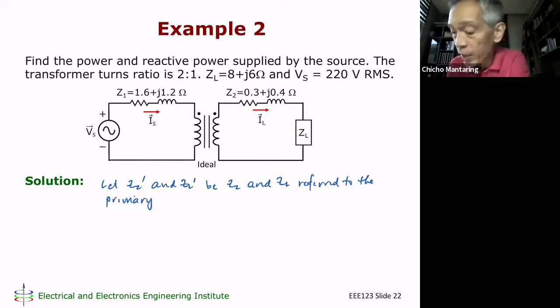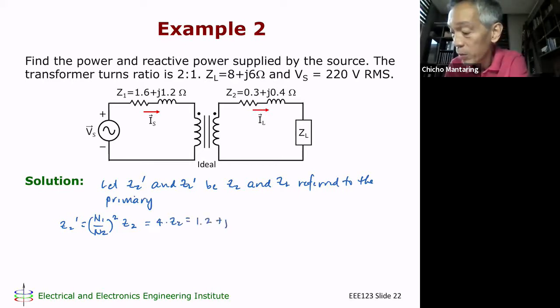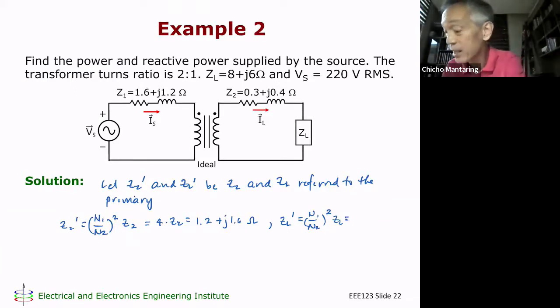Okay, what is Z2 prime going to be? Z2 prime is going to be N1 over N2 squared multiplied by Z2. What is N1 over N2? My turns ratio is 2:1. Therefore, N1 over N2 squared is 4. So this is going to be equal to 4 times Z2, or 1.2 plus J 1.6 ohms. The same way, ZL prime is going to be N1 over N2 squared multiplied by ZL. So again, that's 4, 4 times 8 plus J6. So I'm just going to get 32 plus J 24 ohms.